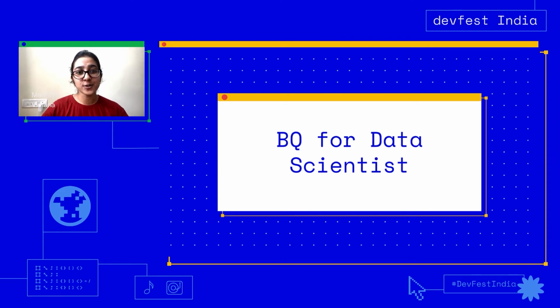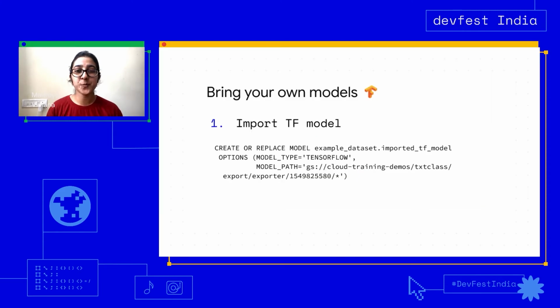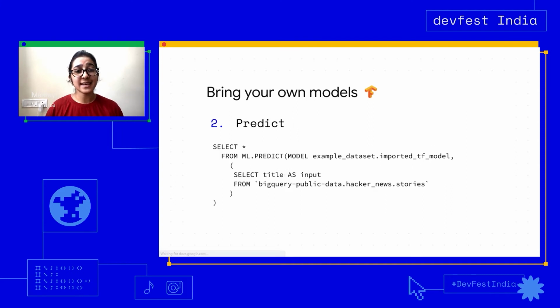Well, BQ also lets you bring in your own models, which means that you can take your TensorFlow models and upload them onto GCS. Once you do that, from BigQuery, you will be able to import that particular model and then go ahead and use it like any other model. You can do the same old predictions that we saw before.